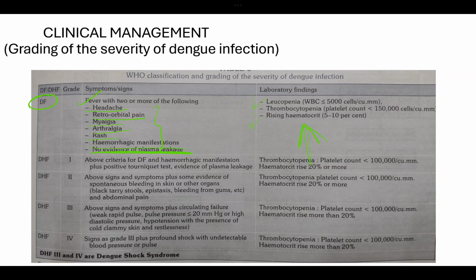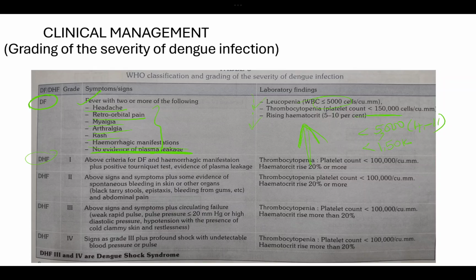The WBC will be less than 5000 cells per cubic mm, normal values being 4000 to 11,000, and with thrombocytopenia the platelet count will be less than 1,50,000.